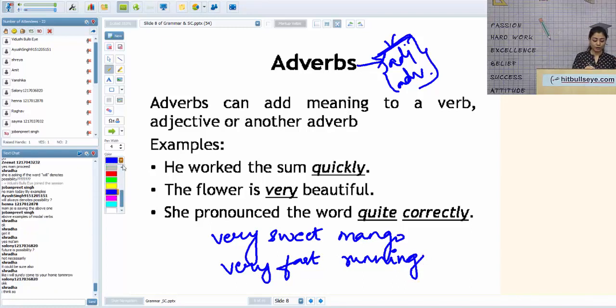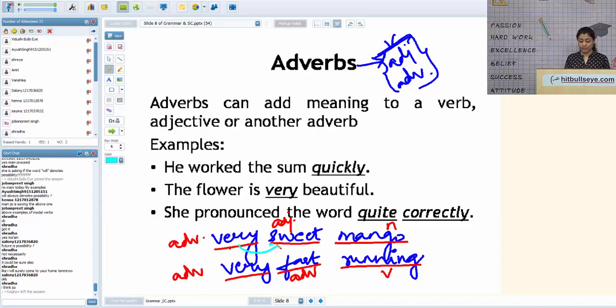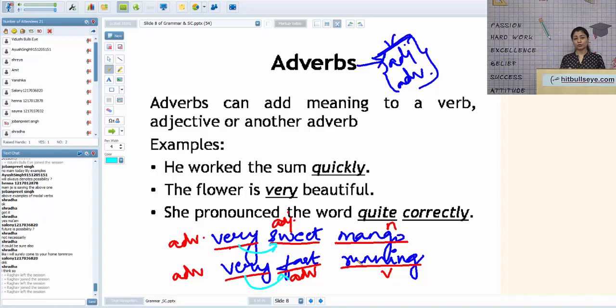let's quickly try and spot the parts of speech here. So mango here is a noun, running is a verb, sweet, because it's telling the quality of a noun, should be an adjective, and fast, it is telling us the quality of a verb, so it becomes an adverb. Very in both the cases will be an adverb. Why so? Because sweet is the quality of mango and very is the quality of sweet. Very is not the quality of mango. Very is the quality of sweet. And similarly in the other example, very is the quality of fast and not the quality of running.